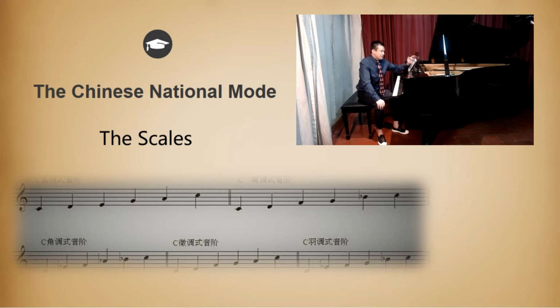Zhi mode: Zhi, Yu, Gong, Shang, and Jue. Interval relationship: major second, minor third, major second, major second, minor third. Yu mode: Yu, Gong, Shang, Jue, and Zhi. Interval relationship: minor third, major second, major second, minor third, major second.